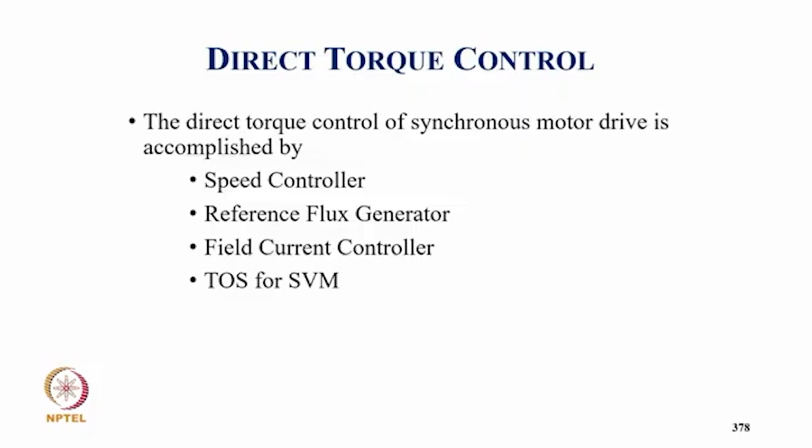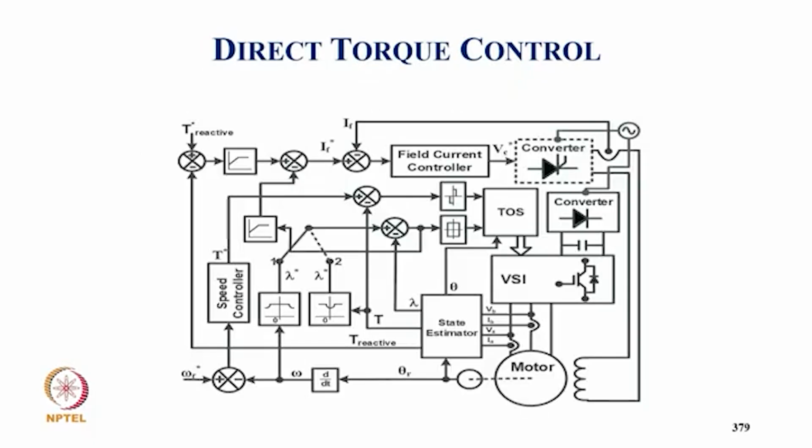So direct control of the synchronous motor drive is accomplished by speed control, reference flux generator, field current controller, and a table of optimal switching for the space vector model. And this is the block diagram of torque vector control, where we define the T reactive and typically T active with the proper reference speed and position.